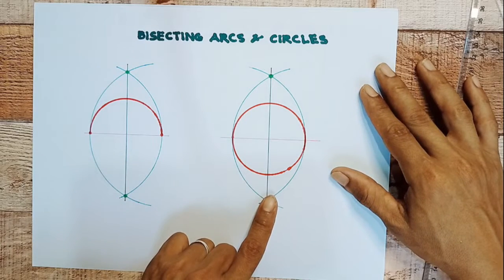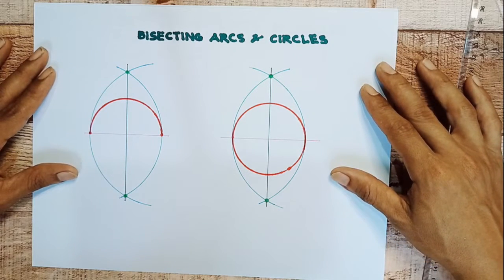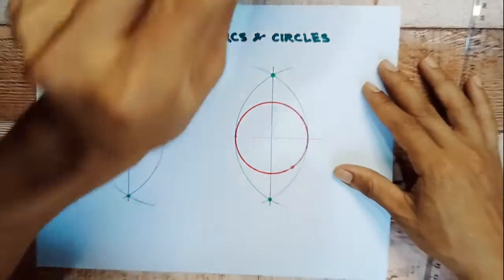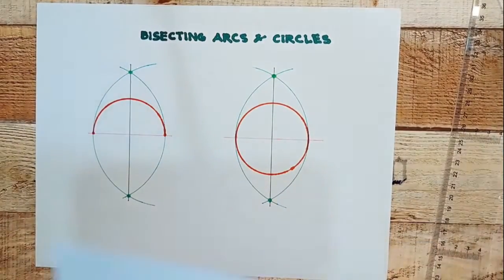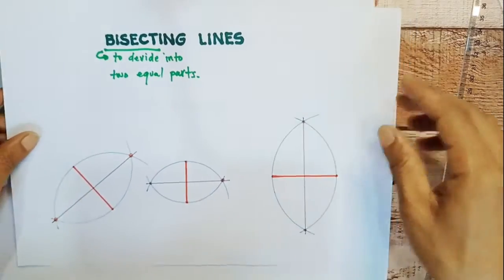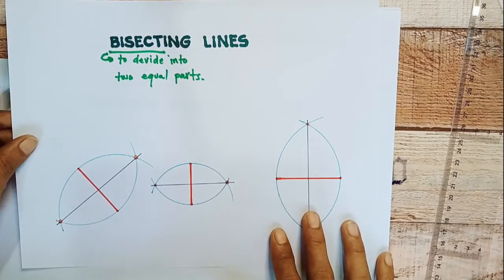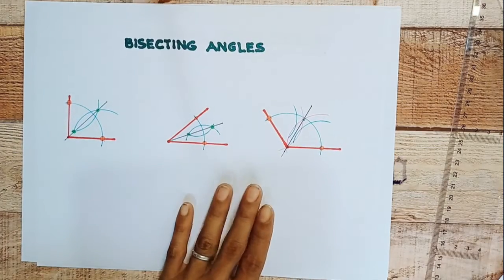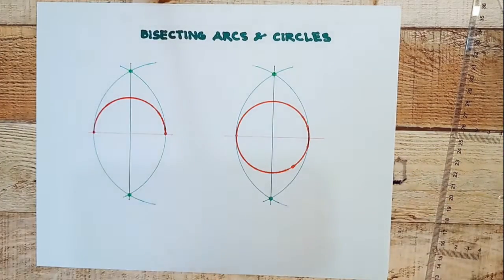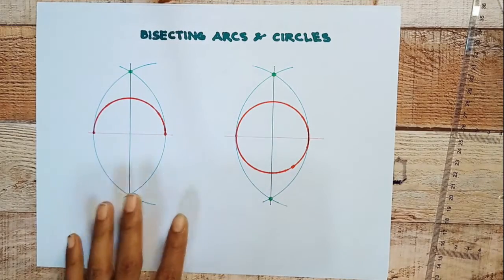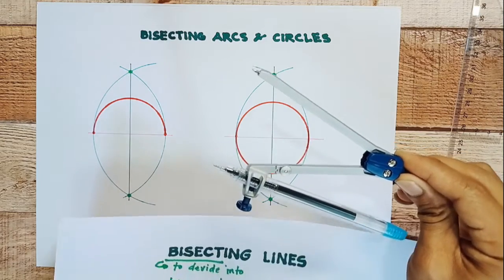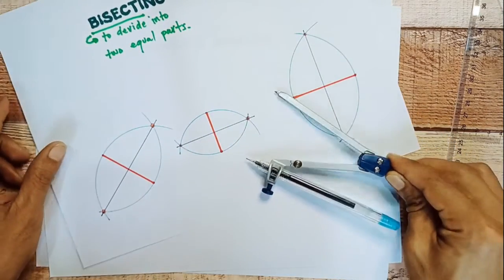So I hope now you get to know how to bisect lines, then bisecting angles, and bisecting arcs and circles with the use of a compass. I hope you get to know now.